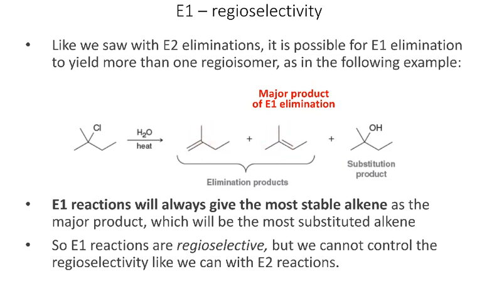Because the rate of E1 reactions only depends on the concentration of the substrate, we actually lose the ability to control which product we get. And so in some sense, that makes predicting the products of E1 reactions a little bit more simple. The more substituted constitutional isomer is always going to be the major product.